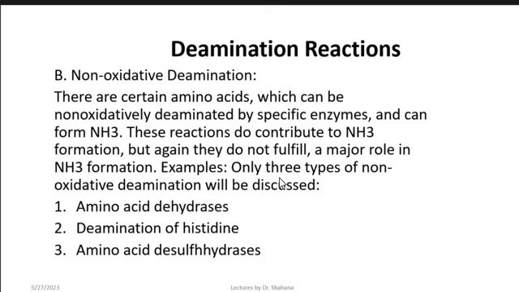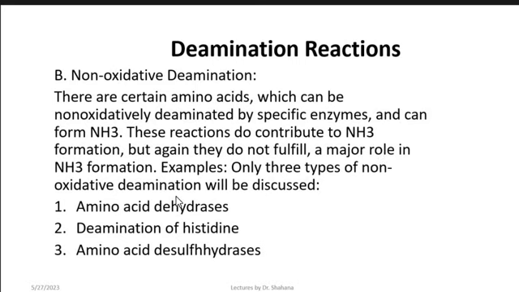Second type is the non-oxidative deamination. Here certain amino acids are there which are non-oxidatively deaminated by the specific enzyme and forming ammonia. इसमें भी अमोनिया ही बनेगा, बस जो प्रोसेस है वो ऑक्सीजन के प्रेजेंस में नहीं हो रही, ऑक्सीडेशन नहीं हो रही.